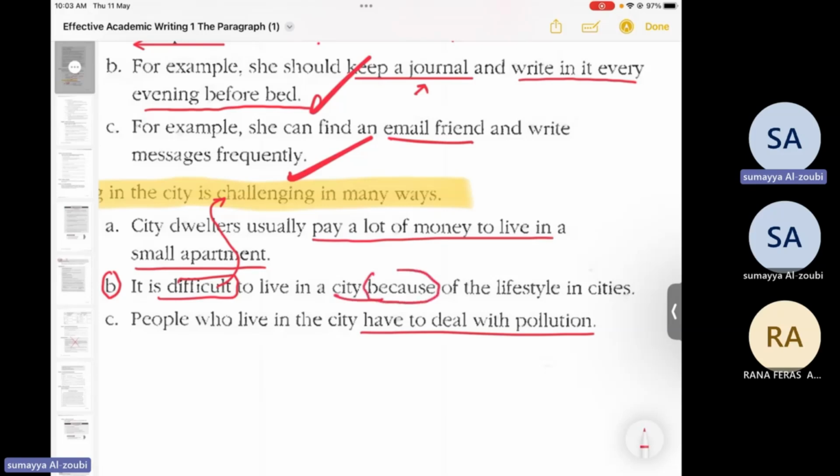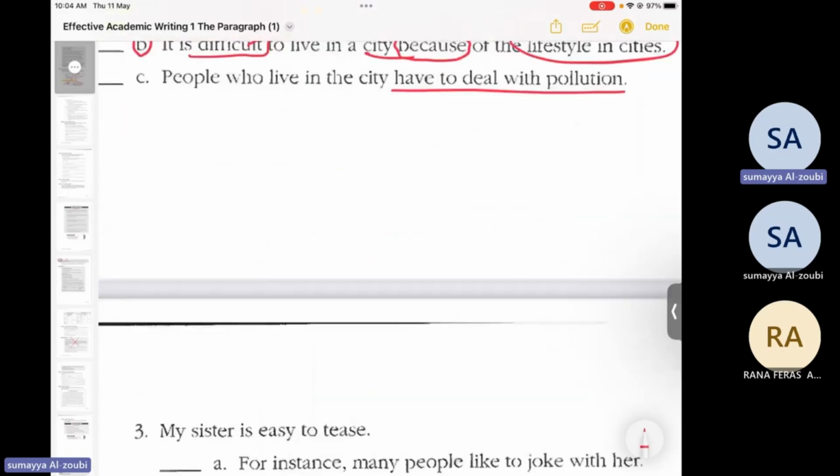Okay, let's continue: because of the lifestyle in the city. What kind of lifestyle you are talking about? Again, here, it is not specific nor actually clear. So you have to be aware. You have to add something new. That is detailed ideas. Give details, not vague like we say in Arabic. Good. Let's go to the next one.